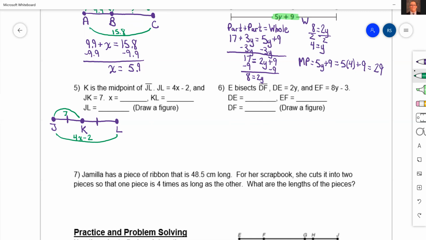Well, since K is in the middle, what do we know about K to L? It's got to be the same as J to K. So K to L has to be 7 also. That's part of our answer. KL equals 7.